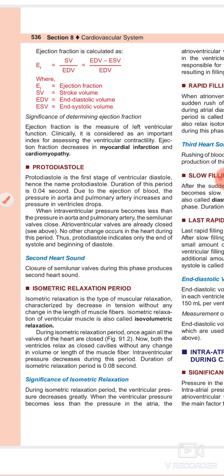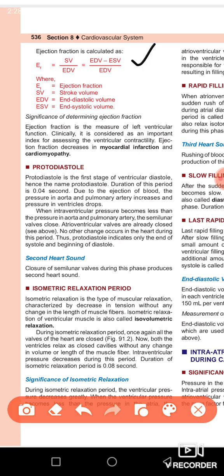In the protodiastole, as we have seen in the ventricular systole, all the blood which is present in your ventricles moves into your aorta or your pulmonary artery. Now only a small amount of blood remains in your ventricles. Due to the ejection of all the blood, the pressure in the aorta as well as in the pulmonary artery increases, but the pressure in your ventricles decreases.